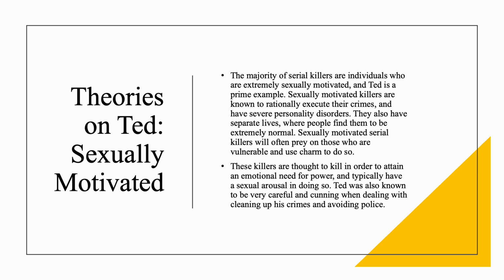There are many theories on Ted and his killings and what drove him to this, and the reasoning behind it. The majority of serial killers are individuals who are very sexually motivated, and Ted is a prime example. Sexually motivated killers are known to rationally execute their crimes and have severe personality disorders. They also live separate lives where people often find them to be extremely normal. Sexually motivated serial killers will often prey on those who are vulnerable and use charm to do so. These killers are thought to kill in order to maintain an emotional need for power and typically have a sexual arousal in doing so. Ted was also known to be very careful and cunning when dealing with cleaning up his crimes and avoiding the police.